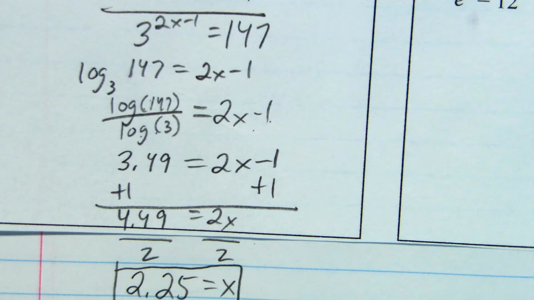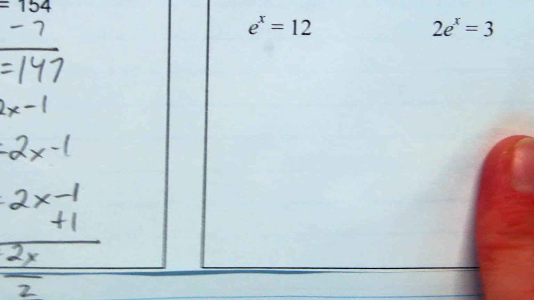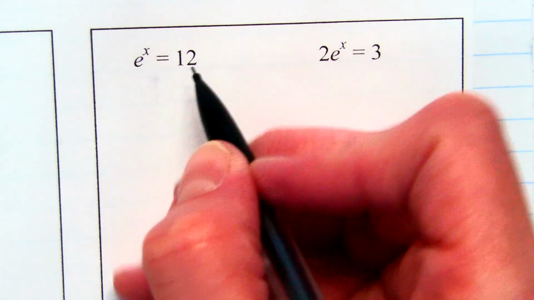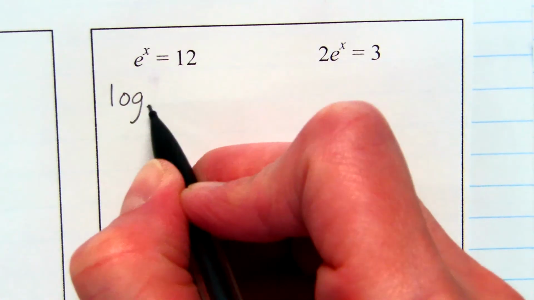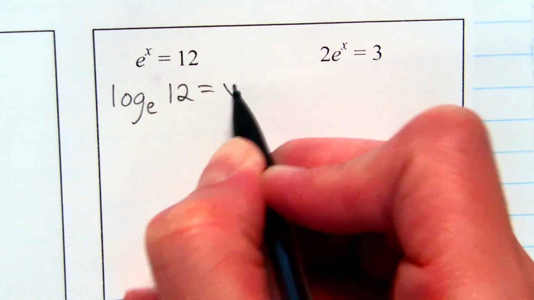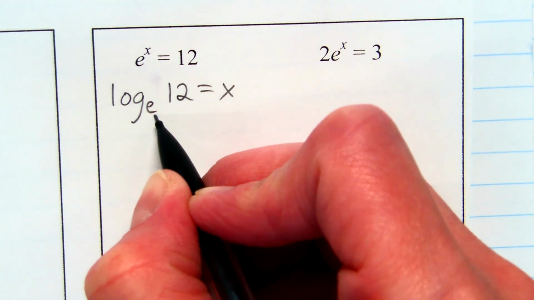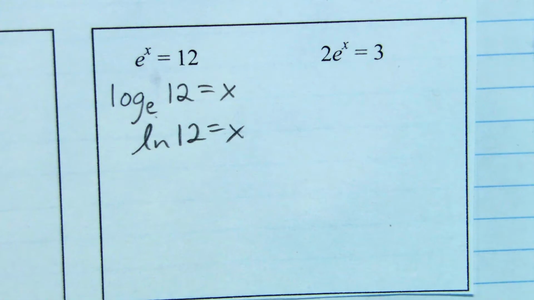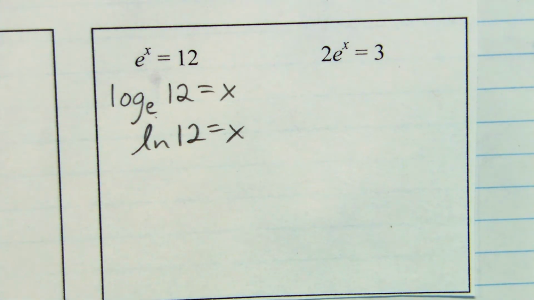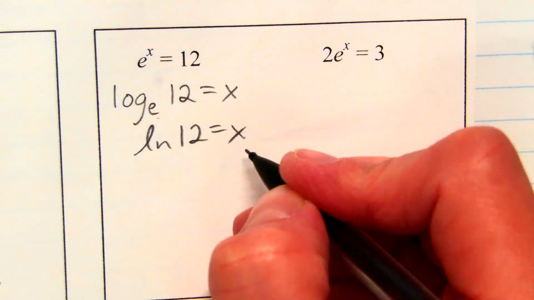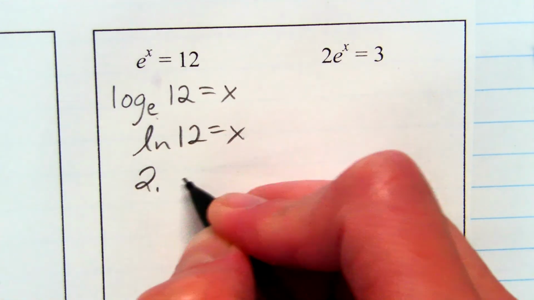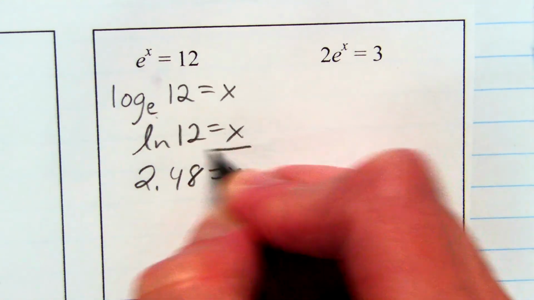And then there's a couple of review questions at the end that use e. So just remember that when you put these into log form, we have log base e of 12 equals x. Log base e is just the same thing as natural log. So really all you have to do is natural log of 12, which we have actually covered already when we talked about e, but I thought it was worth looking at again. So that would be about 2.48 if we round that off.